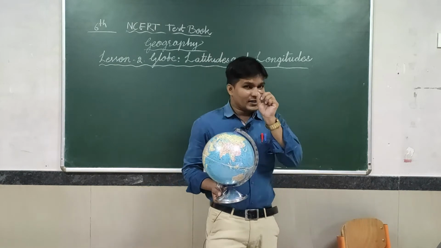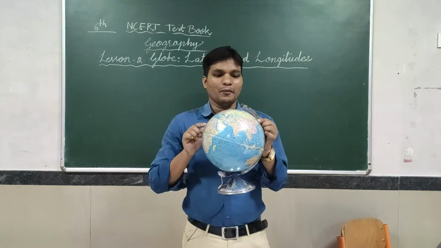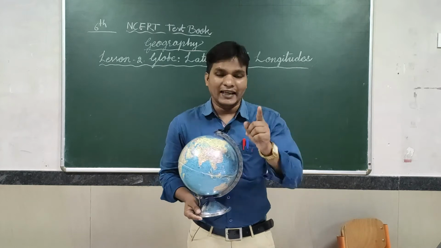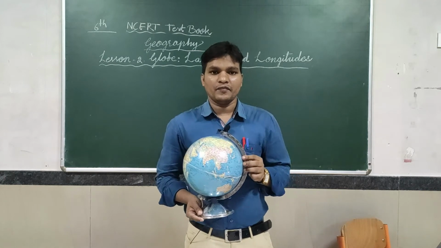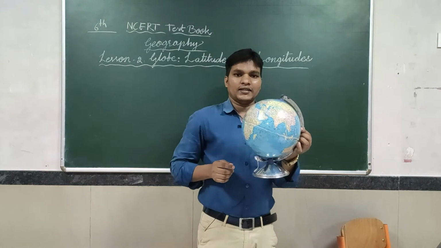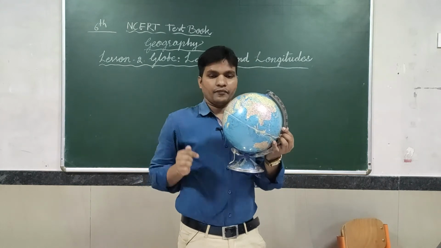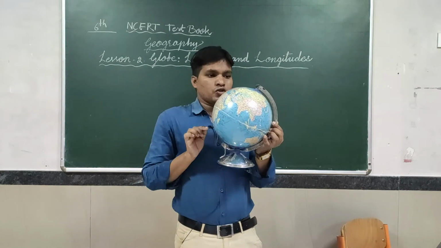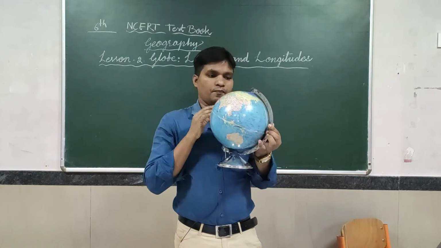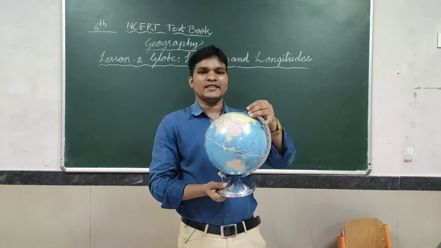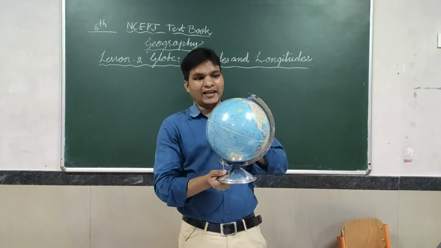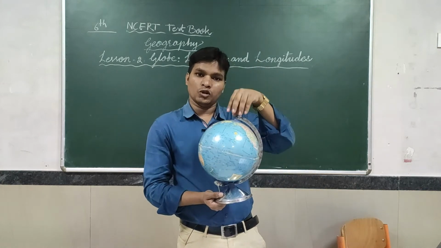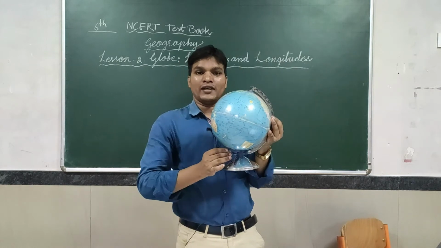But what is the main difference? There is a needle here, but in the real Earth there is no needle. That is an imaginary line, which touches both sides, the North Pole and the South Pole. The two sides which the line touches, top and bottom, are called poles. That's why the north side pole is known as the North Pole, and the south side pole is known as the South Pole.